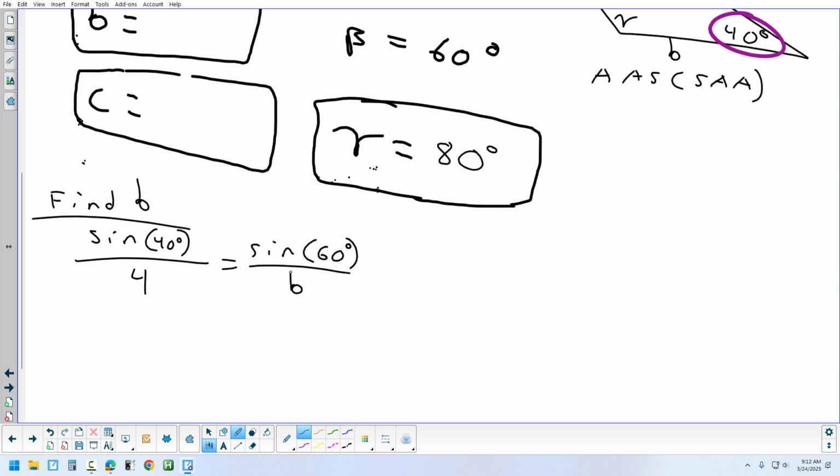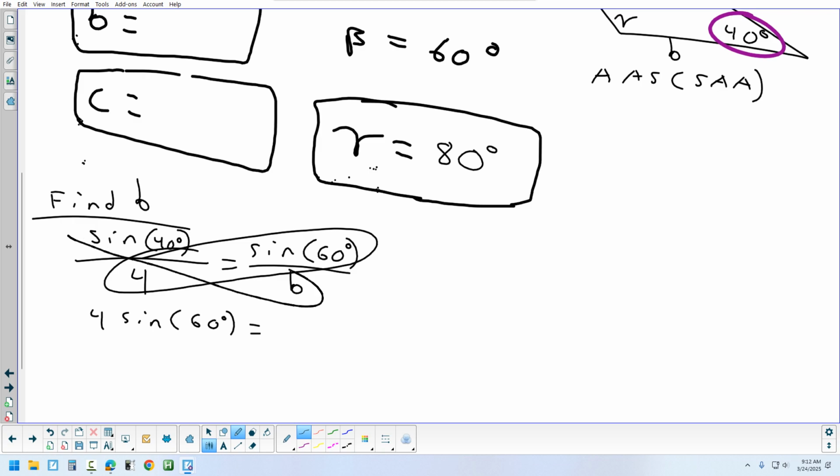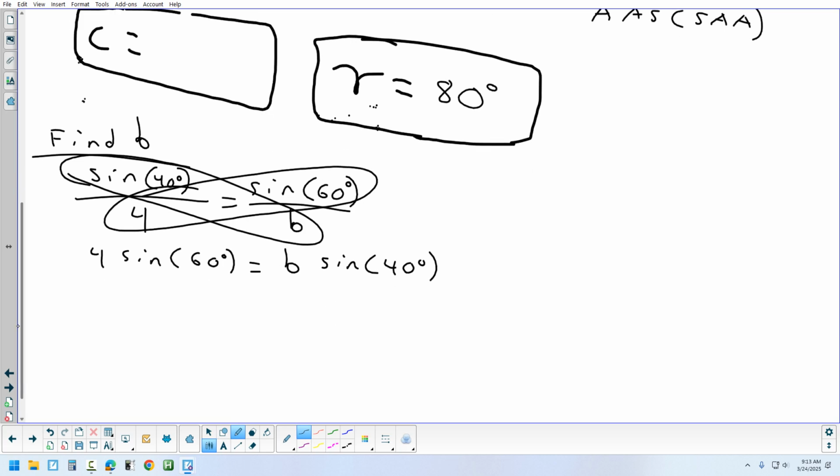All right, now, what did we say to solve that? How do we solve it? Yep. Cross multiply. Okay, so you've got 4 sine 60 equals, and then you're going to do B times the sine of 40. So that's your first step. You multiply the diagonals and you set them equal to each other. All right, so now we got that. And our last step is to get B by itself.